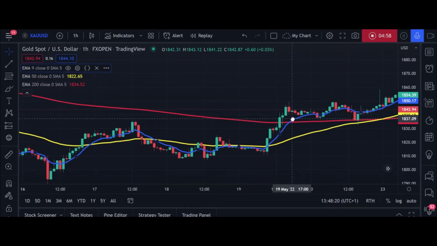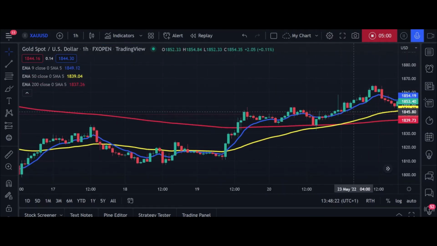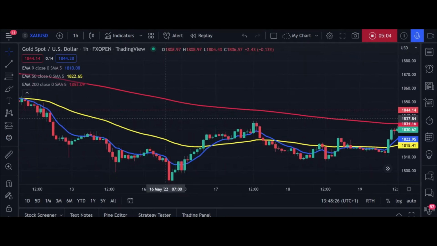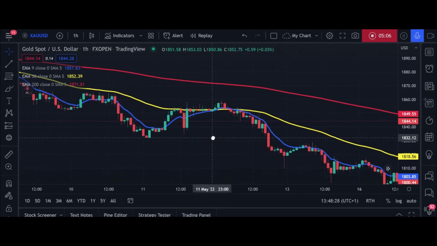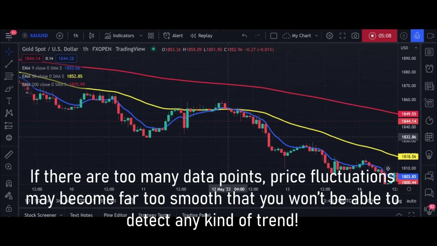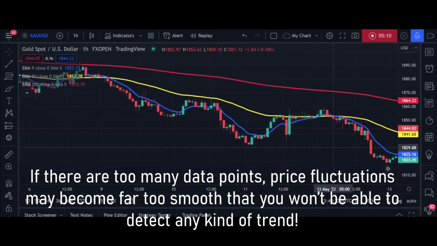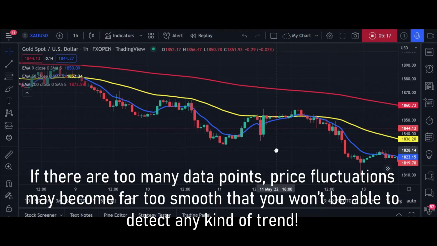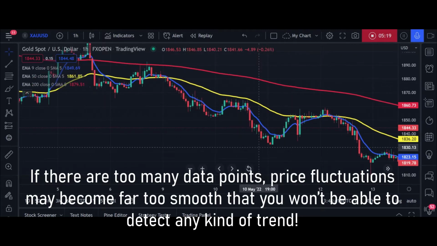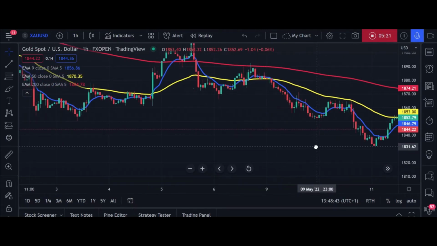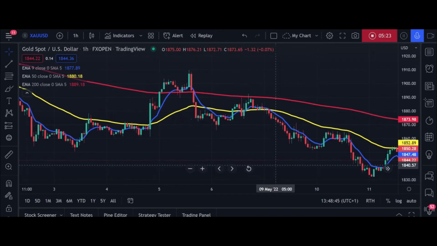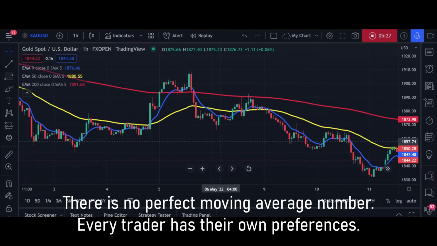The longer its length, the more data points that are included in the moving average calculation, which means the less any single price action can affect the overall average. If there are too many data points, price fluctuations may become far too smooth that you won't be able to detect any kind of trend. Either situation can make it difficult to recognize if price direction may change in the near future. For this reason, it's important to select the best number of periods that provides the level of price detail appropriate for your trading timeframe and trading strategy.